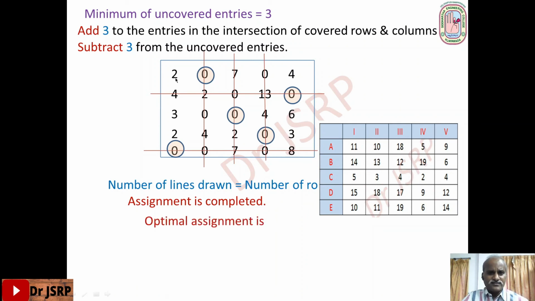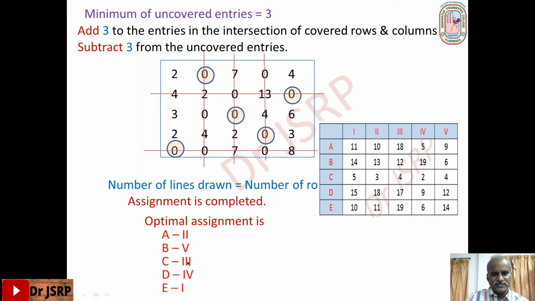So the optimal assignment is first row, second column. That is, A is assigned to 2. Next, second row, fifth column. B is assigned to 5. Third row, C is assigned to 3. Fourth row, D is assigned to 4. Next, E is assigned to 1. So this is the optimal assignment.